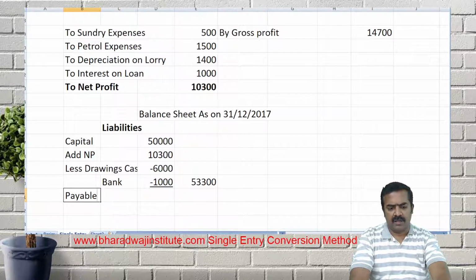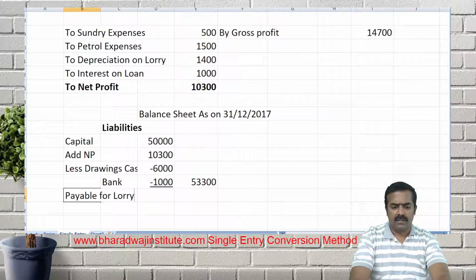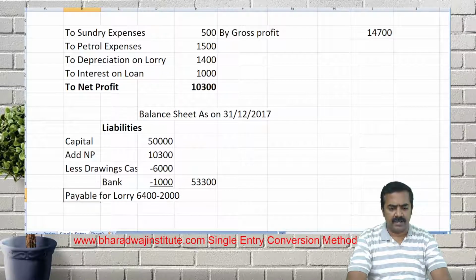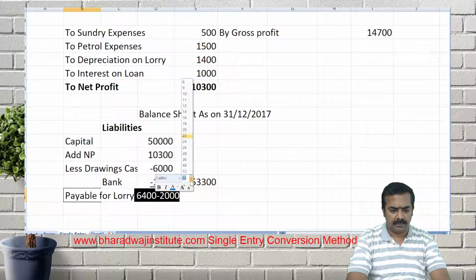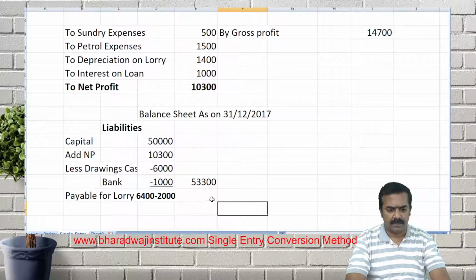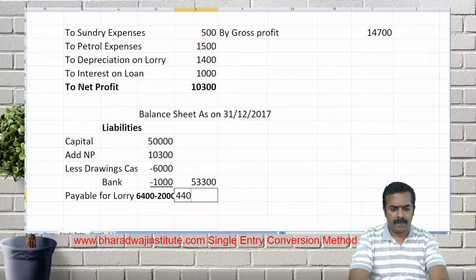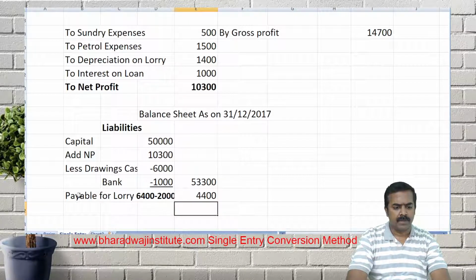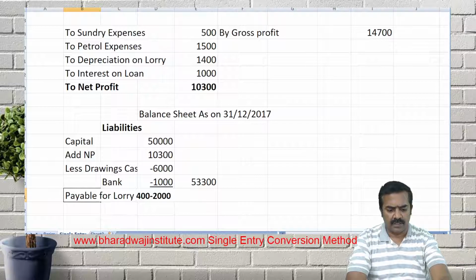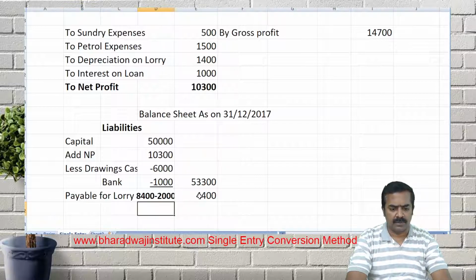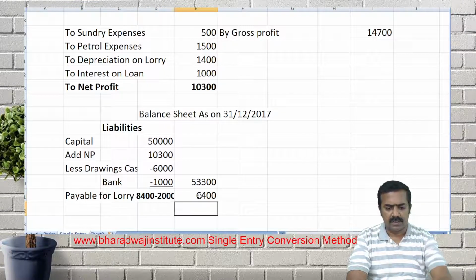Payable, or you can say outstanding for the lorry. Out of 8,400, how much has been paid? 2,000 has been paid, remaining is outstanding. Balance? 8,400 minus 2,000, 6,400.